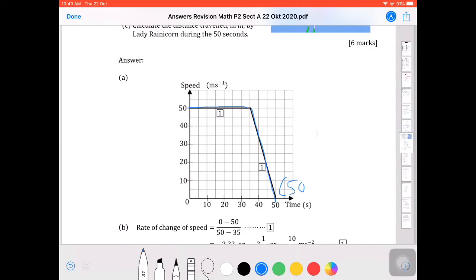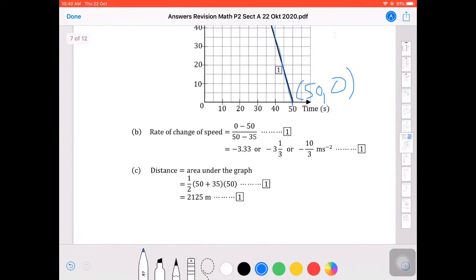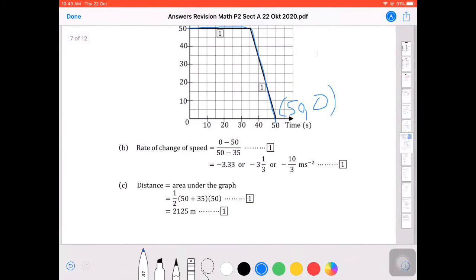For the second part of the question, you want to find the rate of change, so we're going to use the gradient formula. The first point is 50, 0. The second point will be 35, 50. So label your points first. Now use the gradient formula, y2 minus y1 over x2 minus x1. So the rate of change of the speed, you just subtract, you get negative, because it's going down.